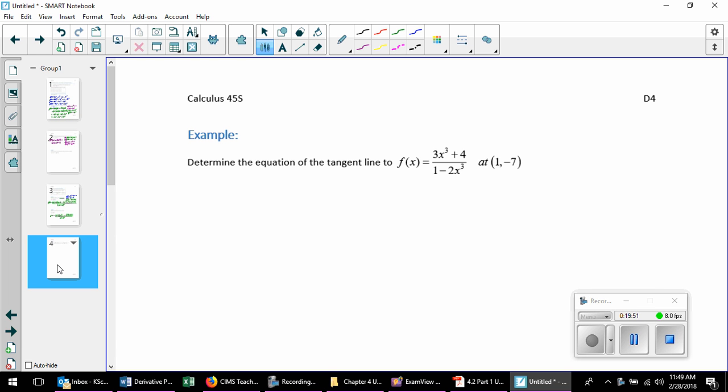Okay, so this question is going to be a question on your problem set. Not this particular one, almost exactly like it. It says determine the equation of the tangent line to this equation at this point.